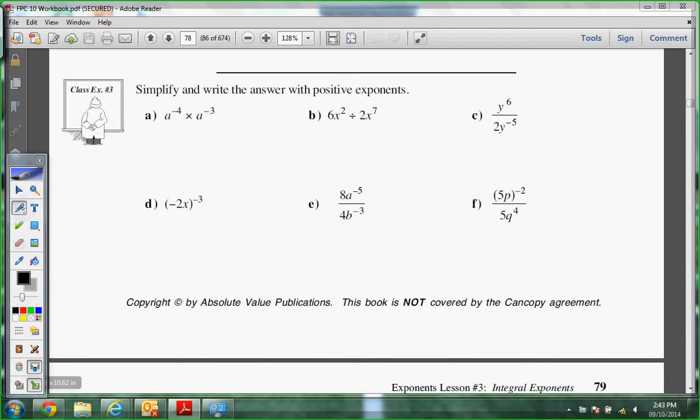Okay. All right. So a to the negative 4 times a to the negative 3. That's going to be a to the negative 7, right? Because we're going to add them. And then where does that go? Bottom. 1 over a to the 7.